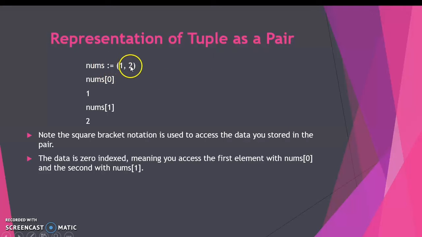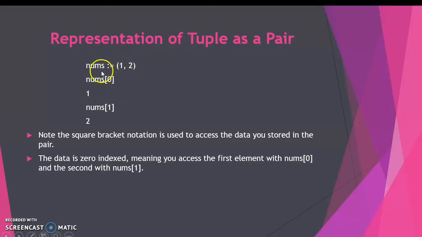nums equal to (1, 2). Here normal parentheses are used to specify a tuple, and here we have two elements, 1, 2. What is meant by pair? Pair means bundling together, that is, two elements bound together is known as a pair. Here 1, 2, two elements are there, so we call it a pair.